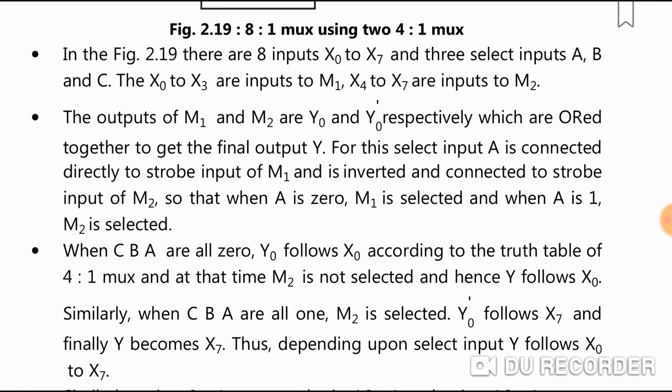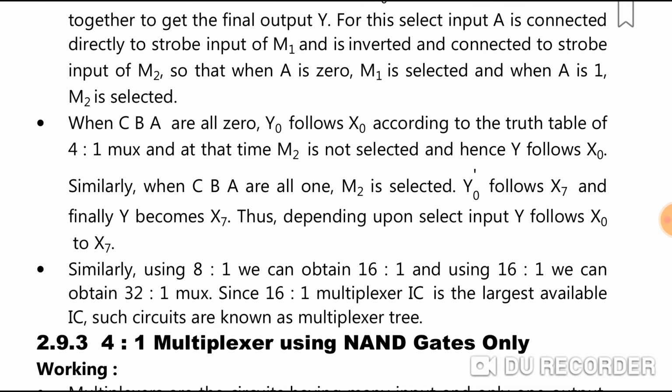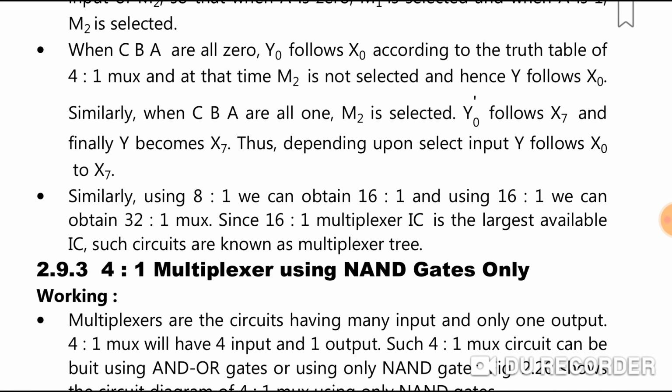So there are 8 inputs x0 to x7 and there are 3 select lines A, B, C. The x0 to x3 are inputs to M1, and x4 to x7 are the inputs to M2. M1 and M2 are multiplexers. The outputs of M1 and M2 are y0 and y0 dash respectively, which are ORed together to get the final output. Now when C, B, A are all 0, y0 follows x0 according to the truth table of 4 by 1, and at that time M2 is not selected, and hence y follows x0.